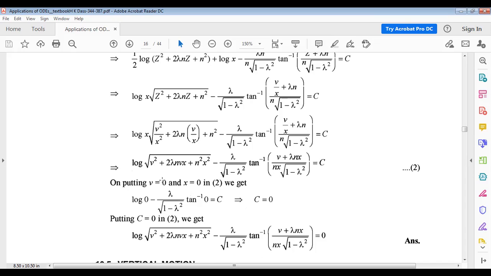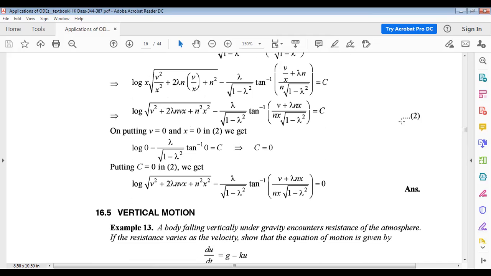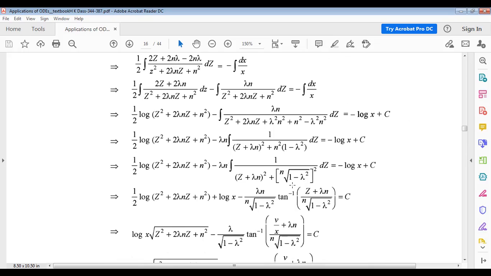Now putting b equals to 0 when it starts from rest, that means x equals to 0. When it started from rest, velocity what was? 0. This is why putting b equals to 0 and x equals to 0 in this equation 2. So log 0, this will be whole 0, x equals to 0, velocity 0, whole 0 and lambda divided by root over 1 minus lambda square equal to 0. That means c equals to what? Zero. So putting c equals to 0 in equation 2, you get the solution of this motion of the particle.